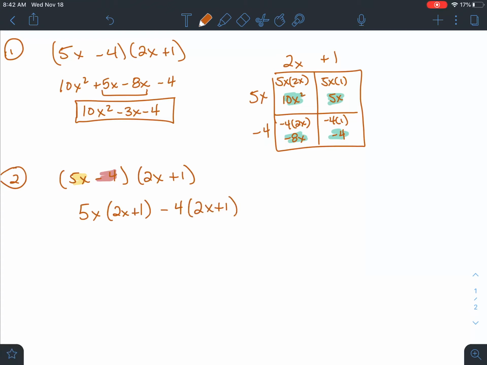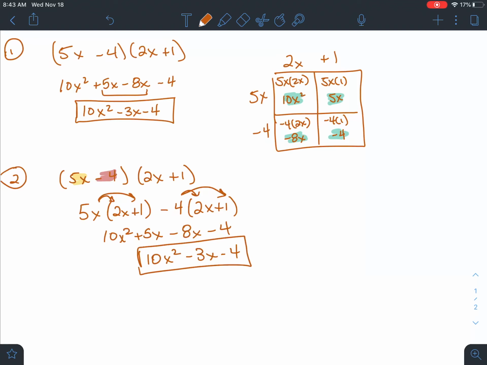So I can use my knowledge of the distributive property as well to complete this, and this is going to be exactly the same as the process that we just did. So 5x times 2x is 10x squared, right? 5x times 1 is 5x. Then we have negative 4 times 2x, which is negative 8x. Then we have negative 4 times 1, which is negative 4. And as you can see, it's exactly the same setup. So that is another option that you can use.